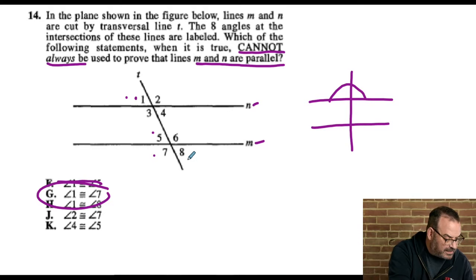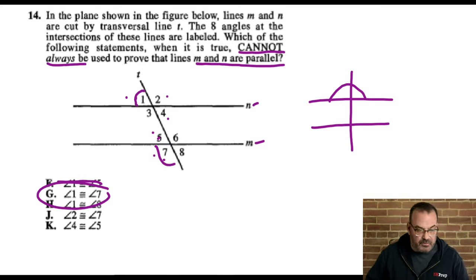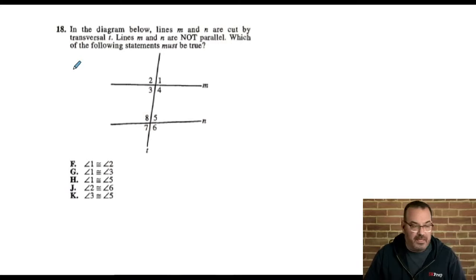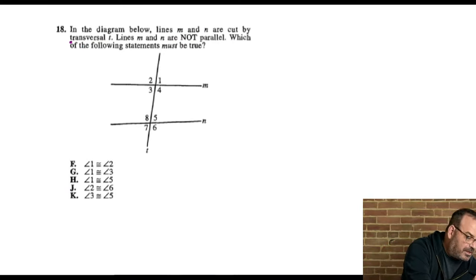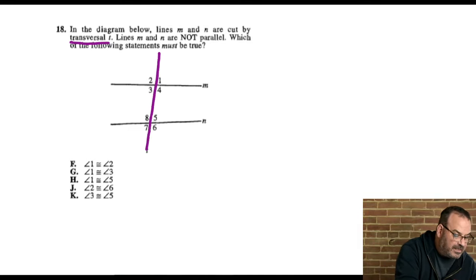1 is equal to 8. 2 is equal to 7. 4 is equal to 5. Yep, it's 1 and 7. 1 and 7 cannot be congruent. All right, now here's a great question. In the diagram below, M and N are cut by a transversal. That's why I wanted to put it on there, was that word. A transversal means this line here, cut through it.